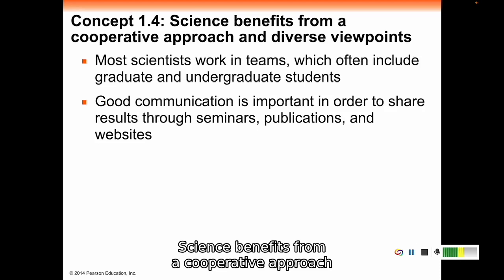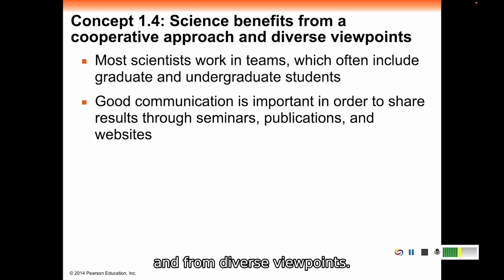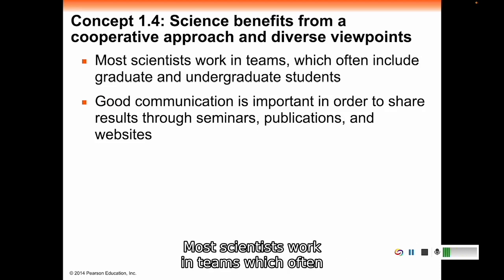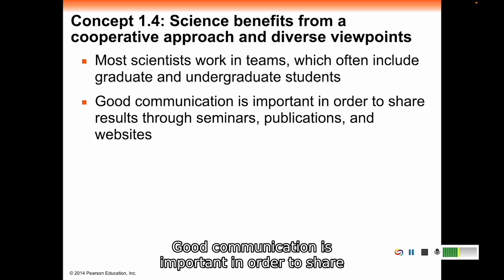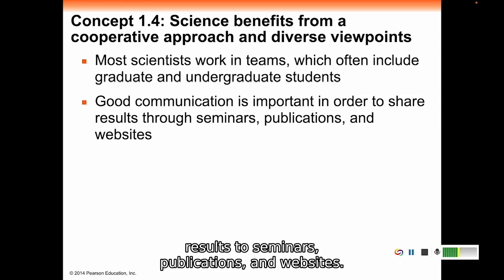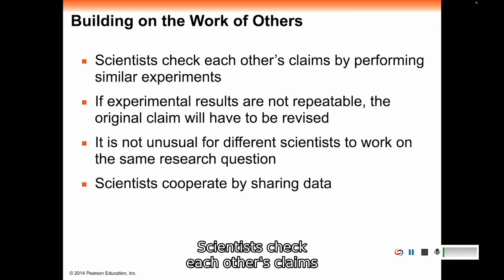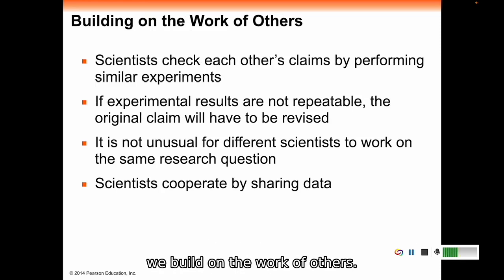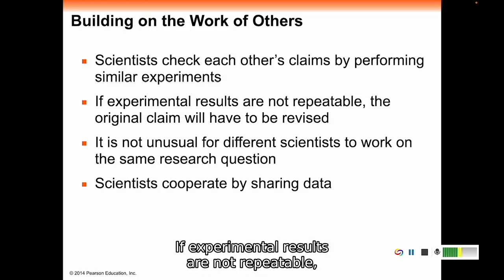Science benefits from a cooperative approach and from diverse viewpoints. Most scientists work in teams, which often include graduate and undergraduate students. Good communication is important in order to share results through seminars, publications, and websites. Scientists check each other's claims by performing similar experiments. We build on the work of others. If experimental results are not repeatable, the original claim will have to be revised. It's not unusual for different scientists to work on the same research question.